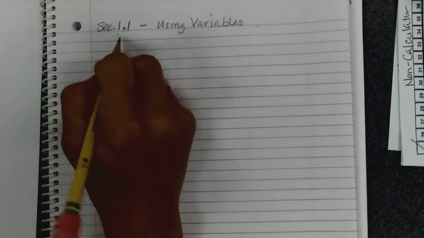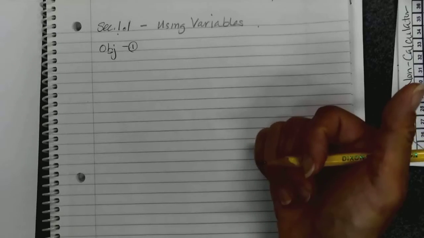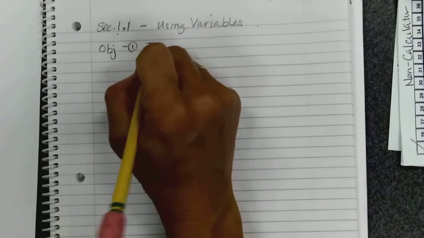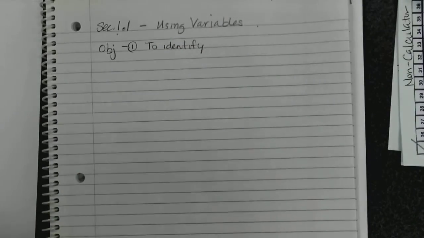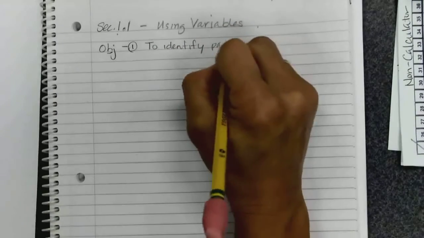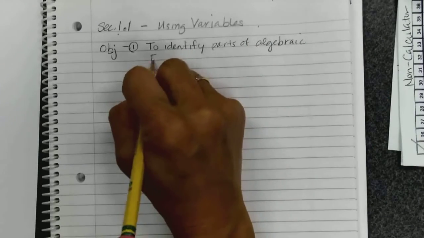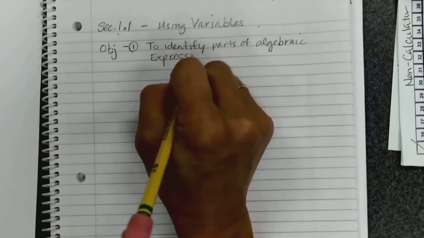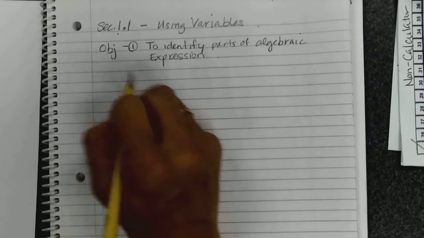All right, so section 1 of chapter 1 is called using or object. I'd like to have you write the goals down so you know what you should be able to do by the end of the hour. First goal is to identify parts of an algebraic expression. Okay, that's your first goal. And I do write fast, so if you think that I need to slow down, please let me know.